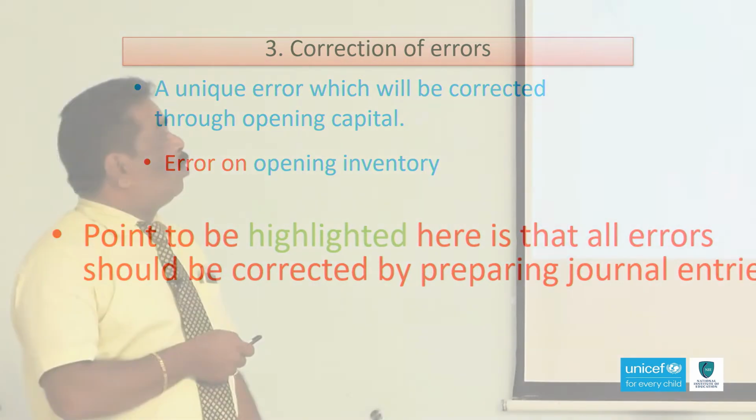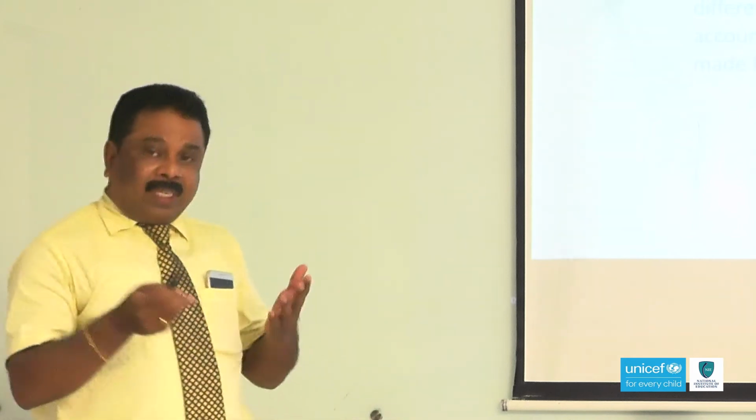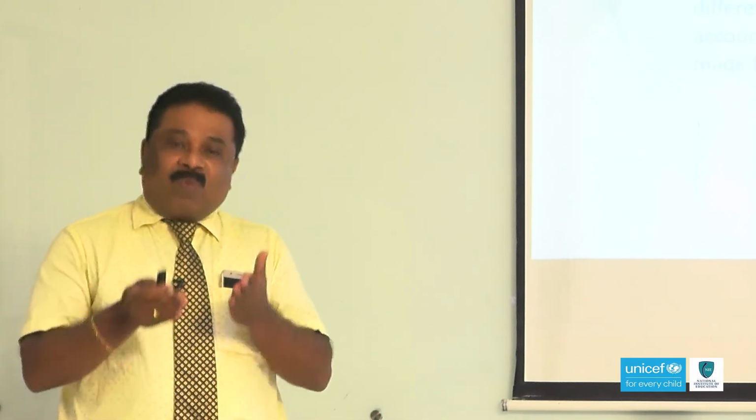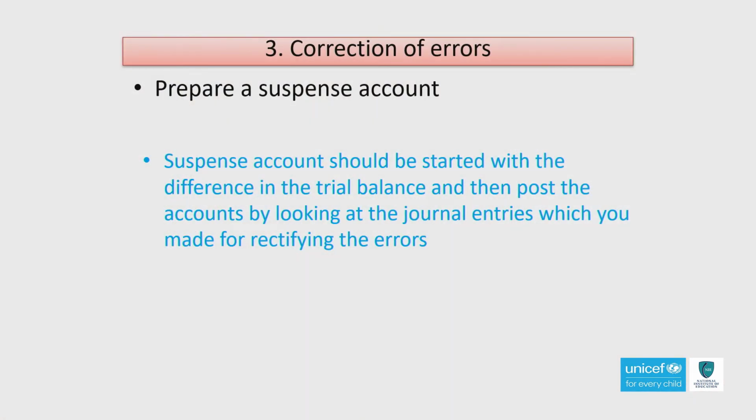Next part, how to prepare a suspense account. Of course, once you prepare the journal entries, I am very sure that you will be able to draw suspense accounts. But it starts with the difference in the trial balance. Always start with the difference in the trial balance. Then post the account by looking at the journal entries which you made for rectifying the errors. Note that when all the errors are rectified, there will be no more difference between the two sides of the total.